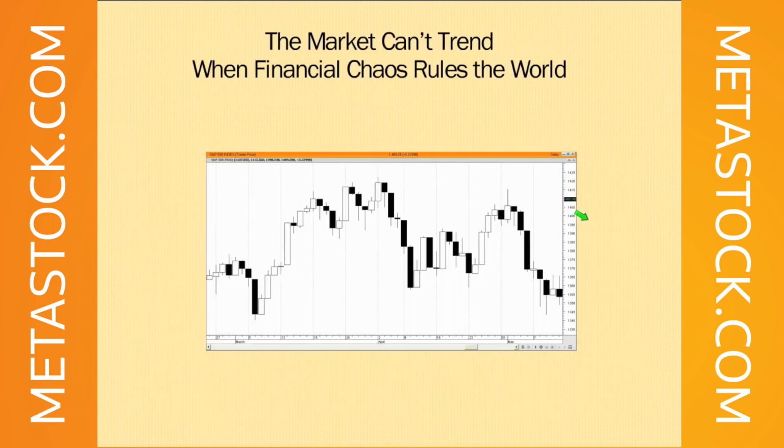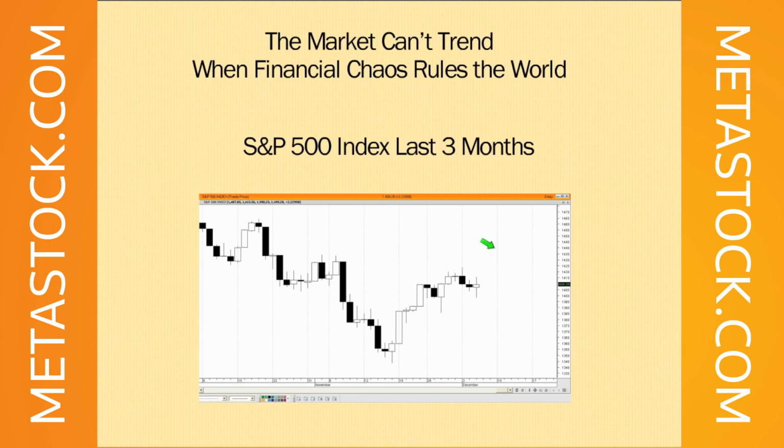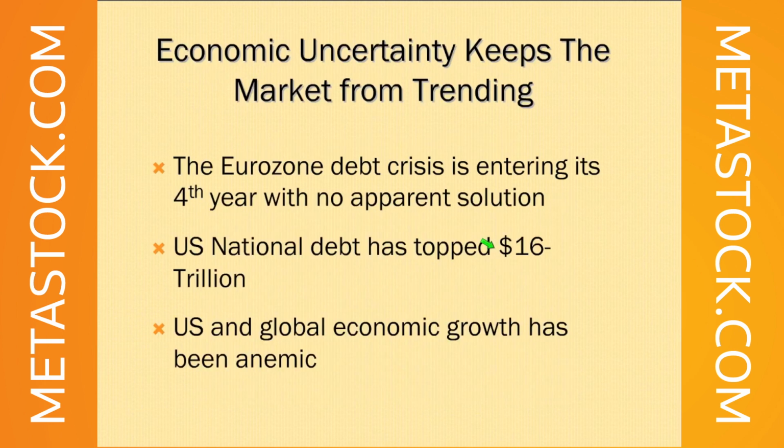And so it's very difficult for the stock market to trend when you have this type of chaos throughout the world. So the economic uncertainty has kept the market from really trending well like it used to. We got the Eurozone debt crisis that's entering its fourth year. We have the U.S. national debt that's topped $16 trillion, and most importantly, the U.S. and the global economic growth has been very anemic.